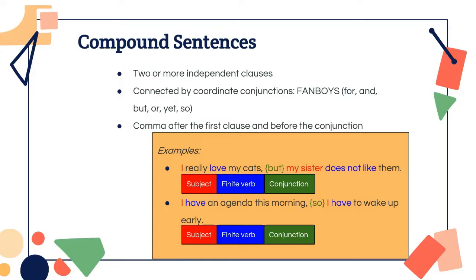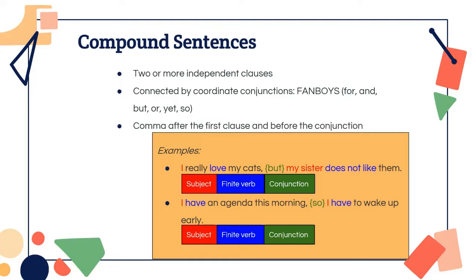And the second type of sentence is the compound sentence, whose features are: a compound sentence has two or more independent clauses. They are connected by a coordinating conjunction, or as we called FANBOYS before. And another feature that we can identify in the compound sentence is that it uses a comma after the first clause and before the conjunction. Let's take a look at the examples.